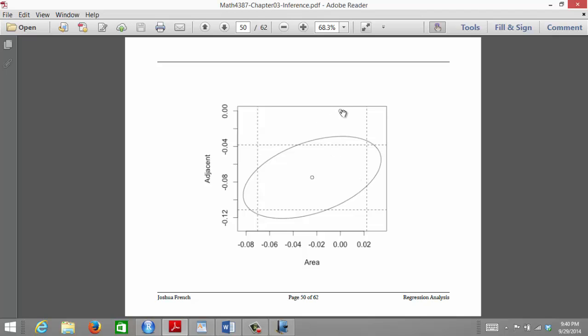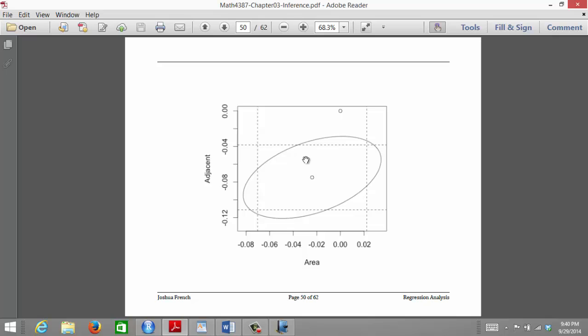So if in fact it was plausible that the two regression coefficients simultaneously were 0, then our region here should contain the origin. So it should contain the value 0, 0. But in fact, it does not. So because of that, we would conclude that the two regression coefficients do not simultaneously equal 0.